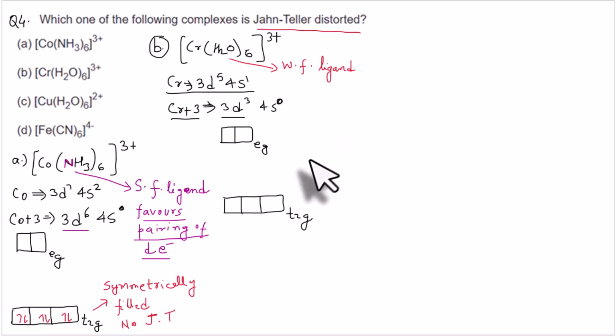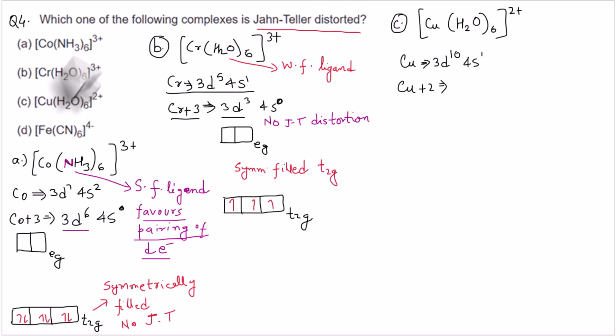Since the d electrons are not paired in option B, we have singly occupied electrons in the 3 t2g orbitals. So 1, 1, 1 in 3 t2g orbitals. This is again symmetrically filled, so no Jahn-Teller distortion is expected in this complex as well. Up to now, options A and B both have symmetrically filled t2g orbitals, so A does not show JT distortion, and B also does not show JT distortion.